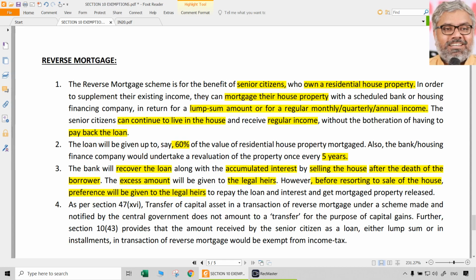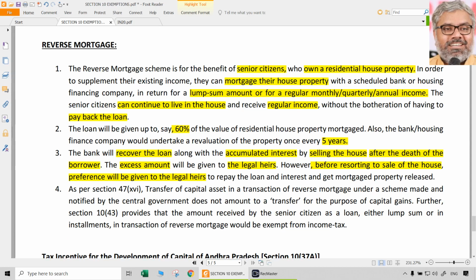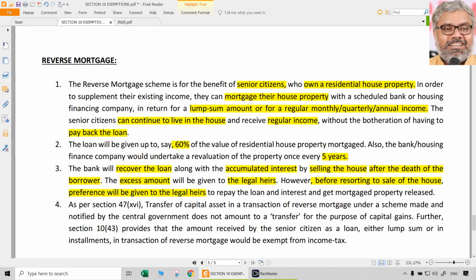For understanding all this, you need to understand the story first. Now, what is the provision? This is all story only. There is no provision in this. What is the provision? Provision is this. According to section 47(16), transfer of a capital asset in a transaction of reverse mortgage is not a transfer. We know that section 47 has all the transactions which are not regarded as transfer. This is one of them. We just knew the name then. Now we are knowing what it is.